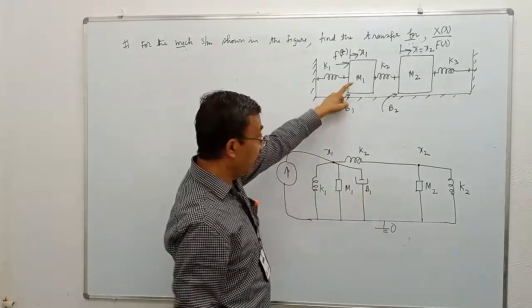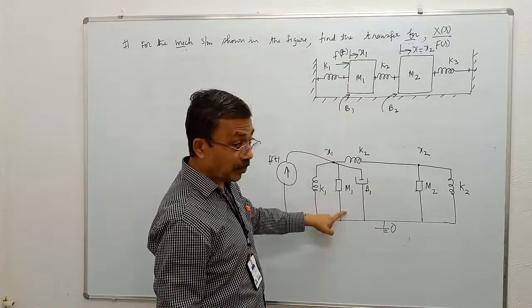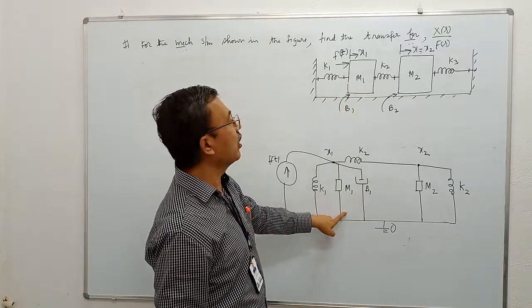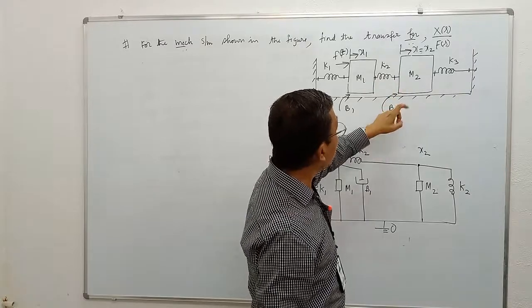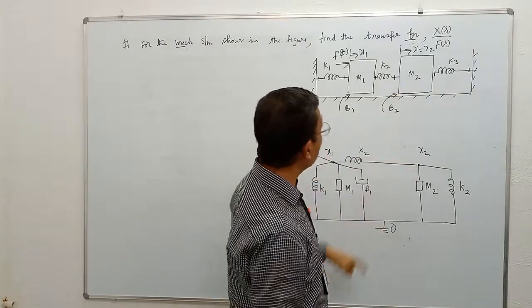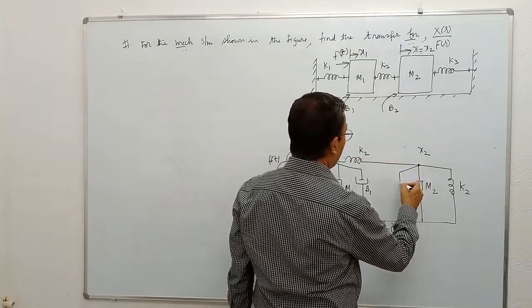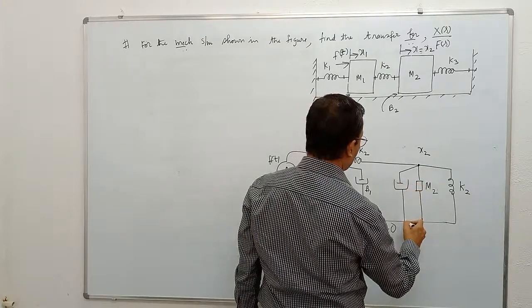There is no damper in the mechanical system. It's only a representation in the mechanical network. B2 is between M2 and ground. M2 means X2, ground means reference node. Therefore, we draw a damper between X2 and ground.